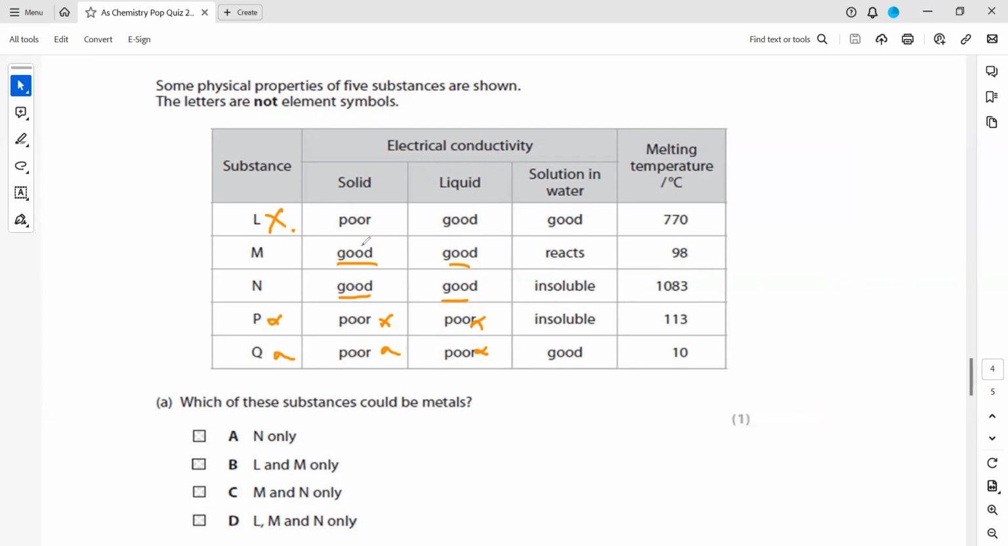So M in solid state it is good, and liquid state it is good, and also solid state it is good. In liquid state it is insoluble in water, means it does not dissolve, and here it is reacting. Metals can react, and when you check the melting temperature is 1083, here the melting temperature is 98.